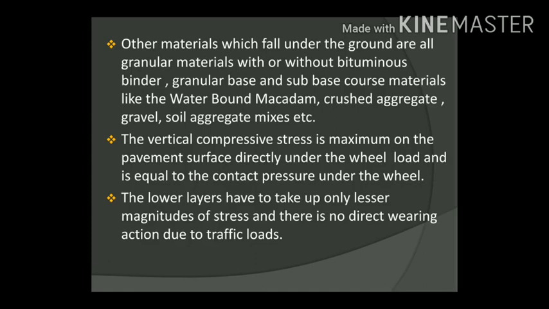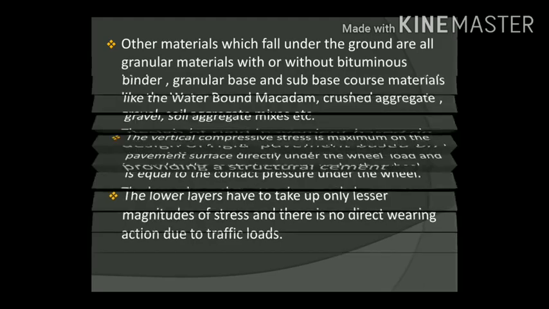The vertical compressive stress is maximum on the pavement surface directly under the wheel load and is equal to the contact pressure under the wheel. The lower layers have to take up only lesser magnitudes of stress and there is no direct wearing action due to traffic loads. Second one is rigid pavement.